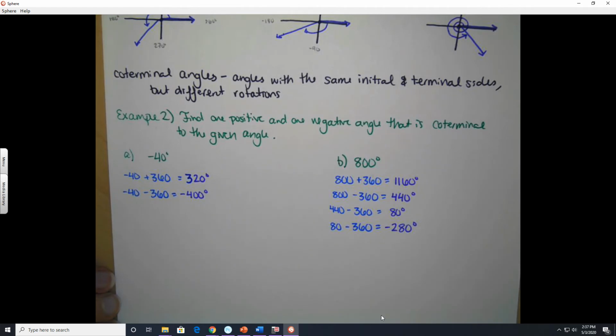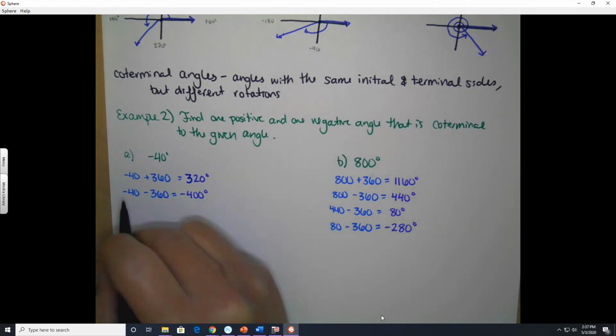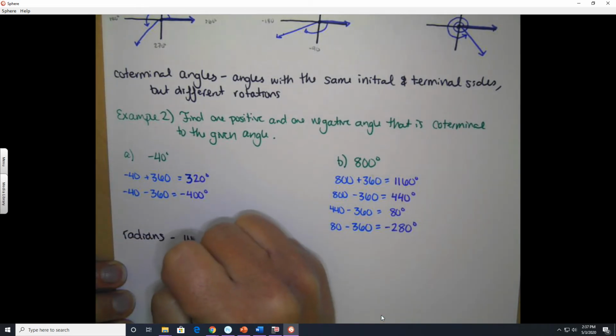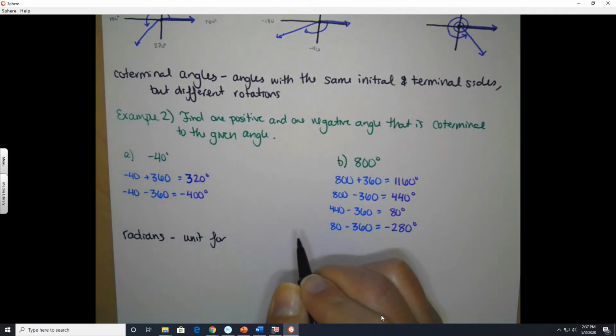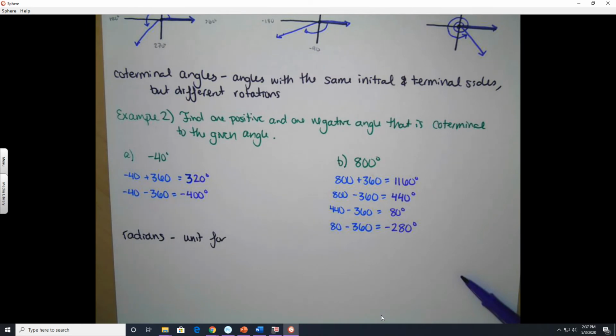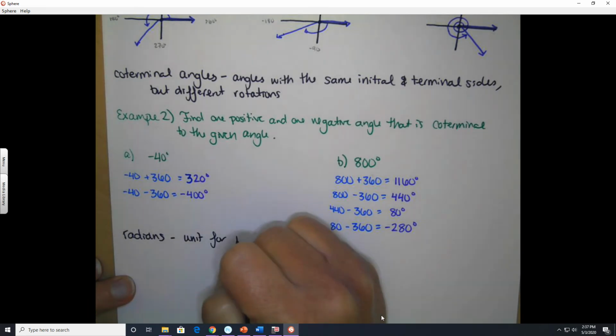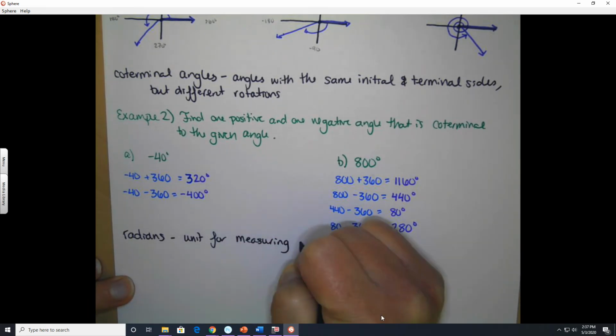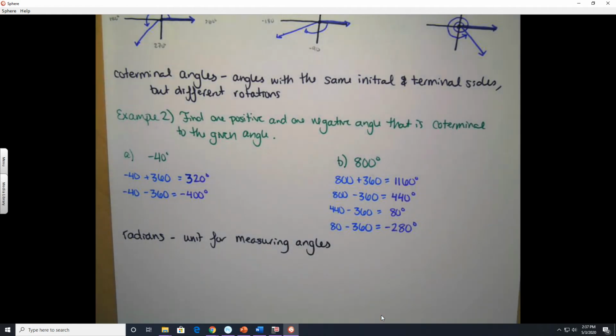Next definition for us today. Radians are a unit for measuring angles. We're very familiar with using degrees to measure angles, but it's not the only unit, and for some purposes, particularly when we get to graphing in an upcoming section, radians are much more efficient for us to use when dealing with graphing.